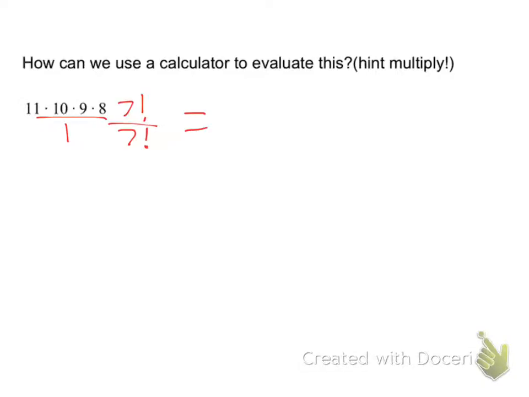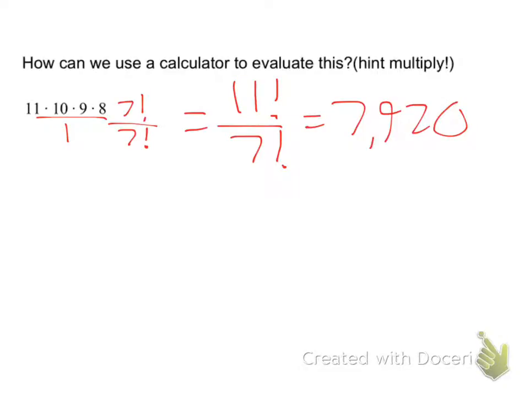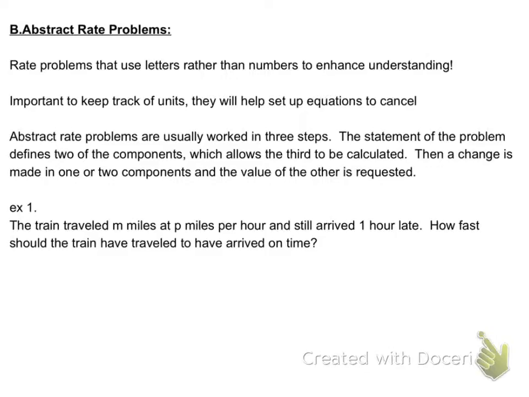Yeah. So how does this change my problem overall? Because 11 times 10 times 9 times 8 times 7 factorial actually becomes 11 factorial over 7 factorial. Take your calculator out, do 11 factorial divided by 7 factorial. You'll have an answer of 7,920.